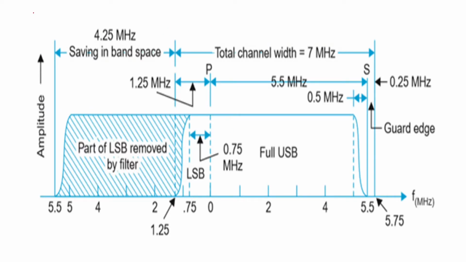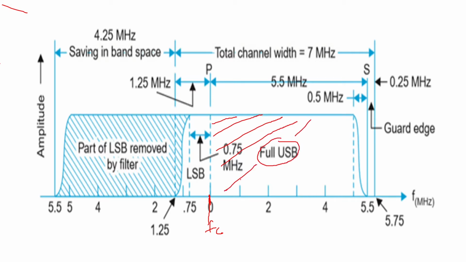So here you can see you are having your zero, which will be your suppressed carrier. This part is your carrier frequency. And from this part, you see that this is your upper sideband, the full upper sideband.